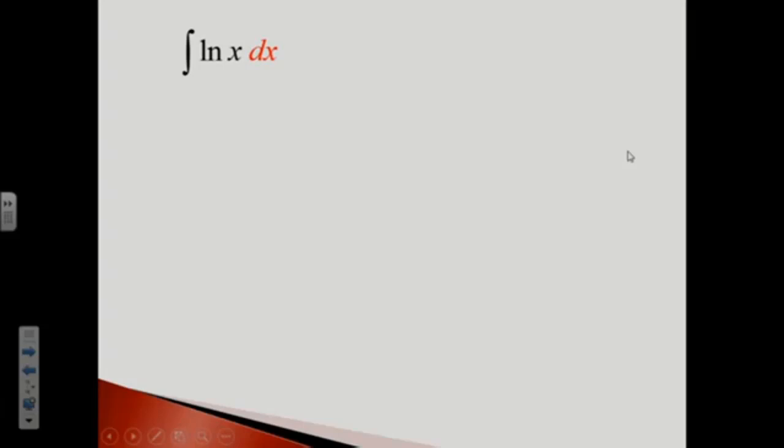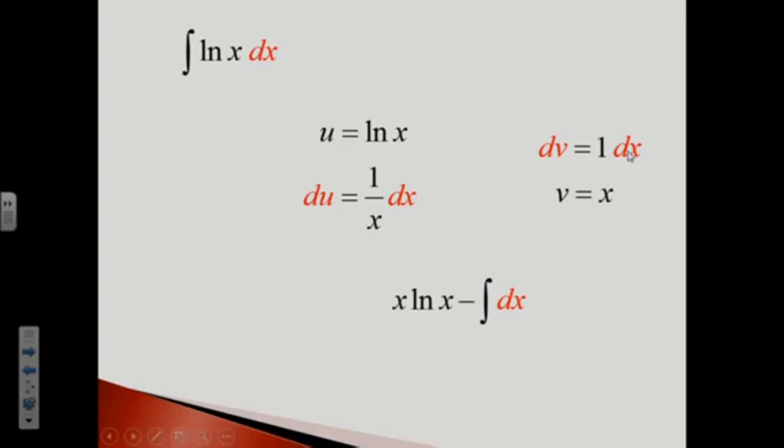In the following example, the differentiable part is the entire integrand. Find the integral of log n x. Let u be log n x, then du is 1 over x dx. The remaining part, dv, is dx, so v equals x. Applying the formula for integration by parts gives x log n x minus the integral of dx. Integrating dx gives x, and add the constant c to obtain the result. Check appendix for formula 196.